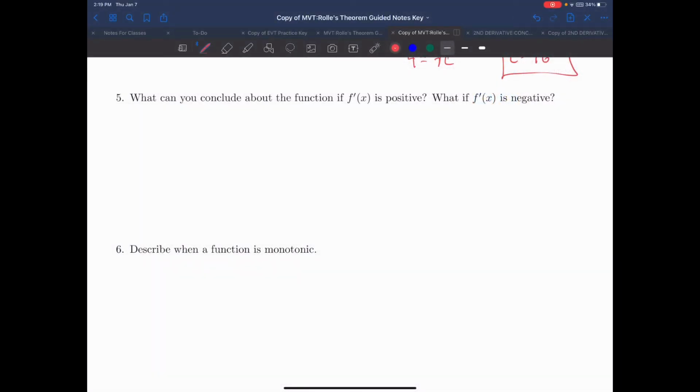Okay, so the next question is more of a general question, but it's an important one. What can you conclude about the function if f prime of x is positive? What if f prime of x is negative? Well, this is a pretty simple thing here. So if f prime of x is positive, what's the function doing? F is increasing. If f prime of x is positive. So if f prime of x is negative, well, f is decreasing.